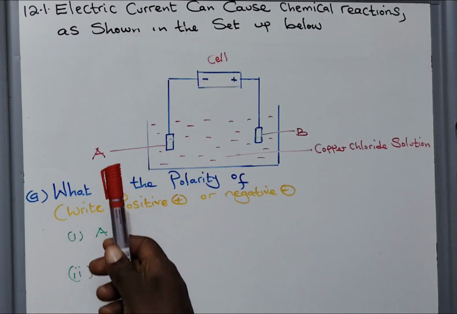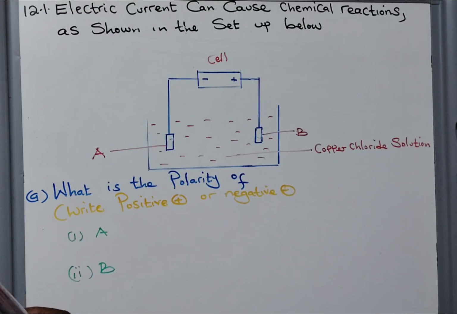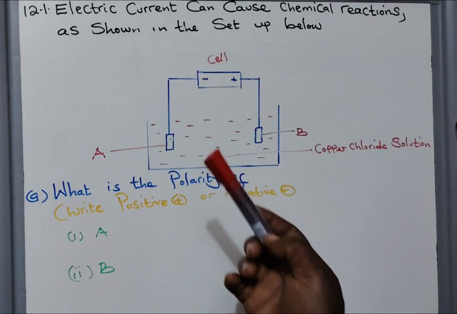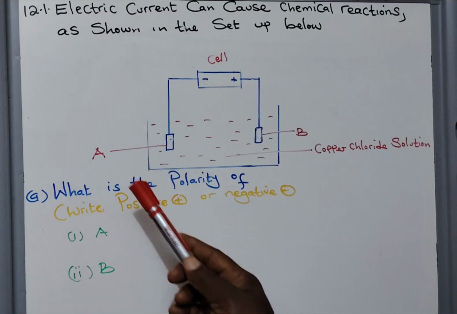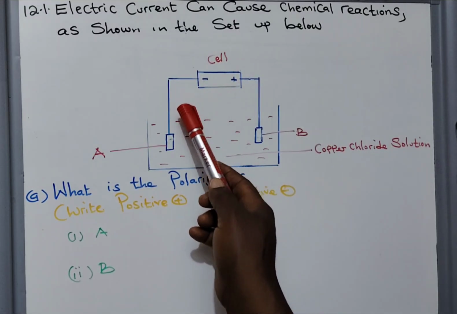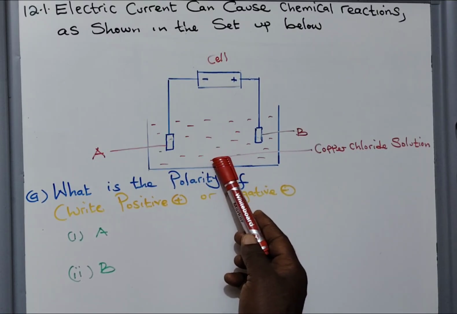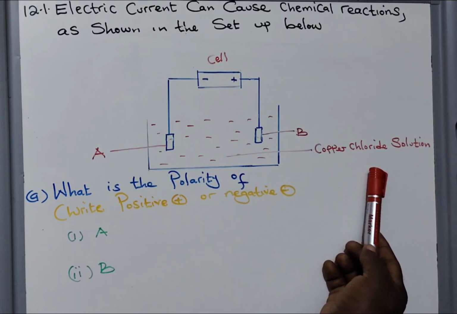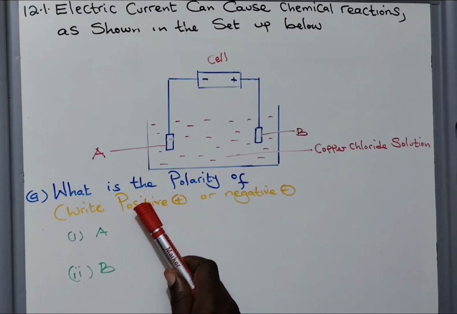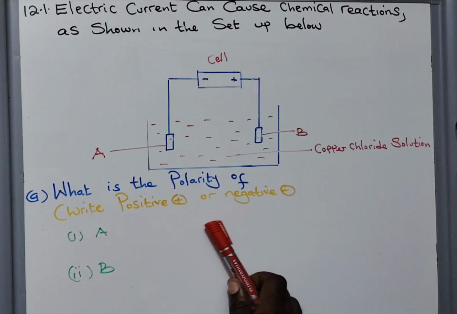Tonight we are looking at this question. It says that electric current can cause chemical reactions as shown in the setup below. So this is the setup. We're having the cell, which is the battery. We're having terminal A and B immersed in a solution. The solution is copper chloride. And then we come to the question. It says, what is the polarity? Write positive or negative of A.